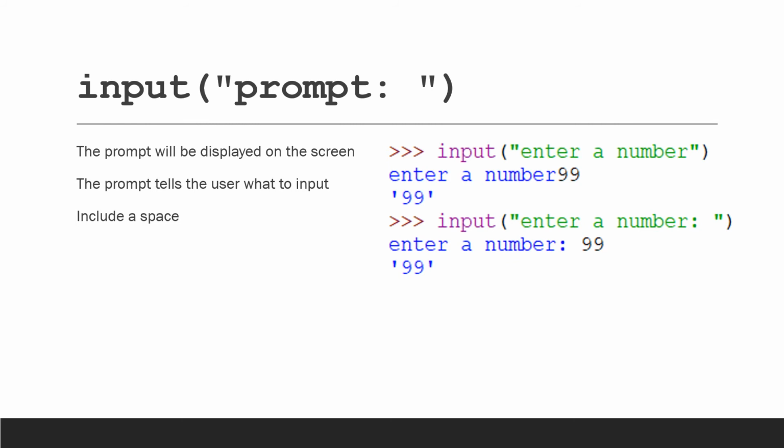In fact, I usually include a colon and a space because I think it makes it a bit clearer. So there we go, "enter a number" with a colon and a space, so that the user's input 99 is spaced away from the prompt, but it's the same result. The computer accepts the value 99.